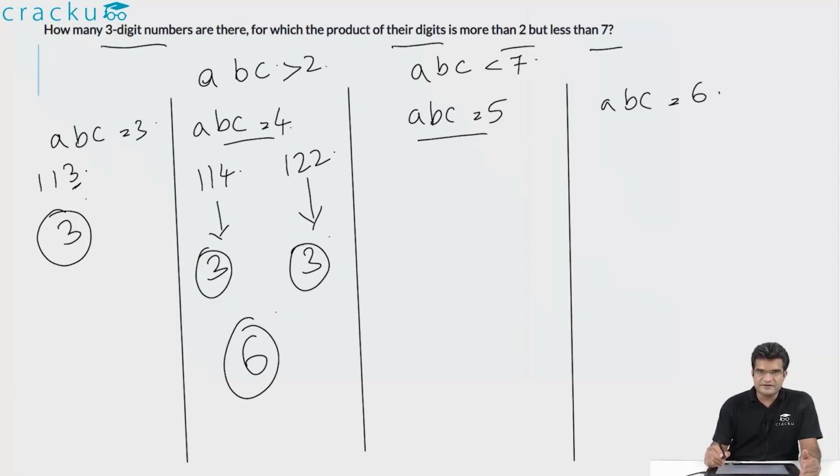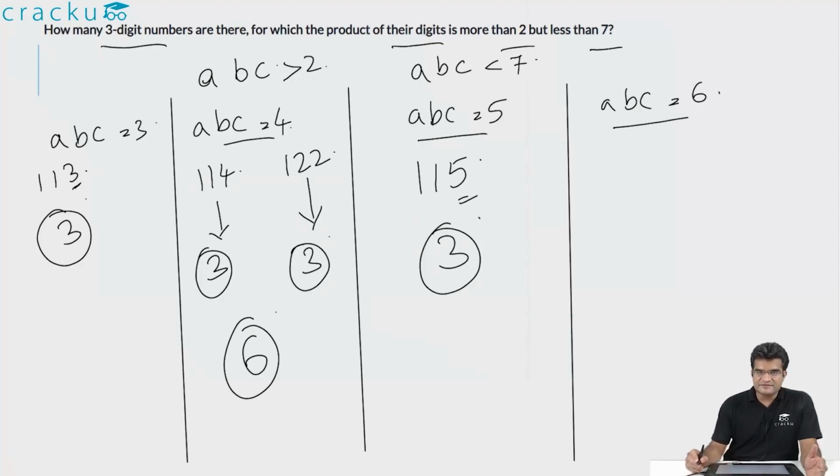In the third scenario, when the product of the numbers a, b and c is equal to 5, the only way in which this is possible is if the three numbers are 1, 1 and 5 in some order. And the number of numbers for which this is true is again equal to 3, basically depending on which position the number 5 is in.